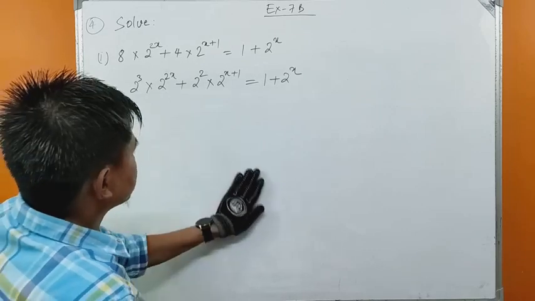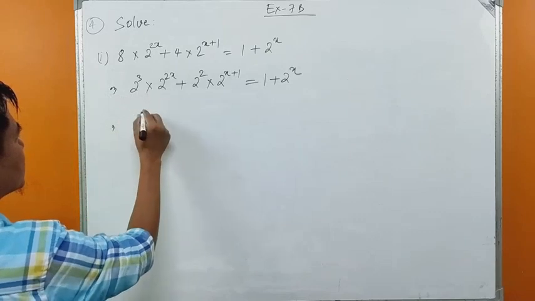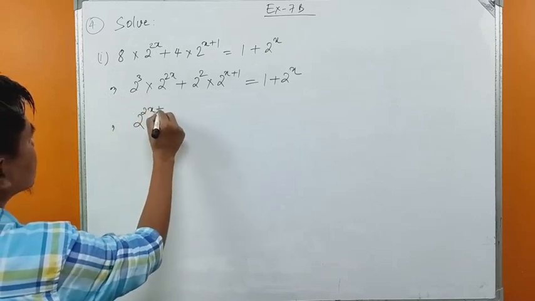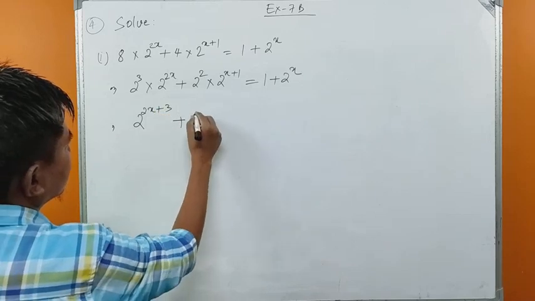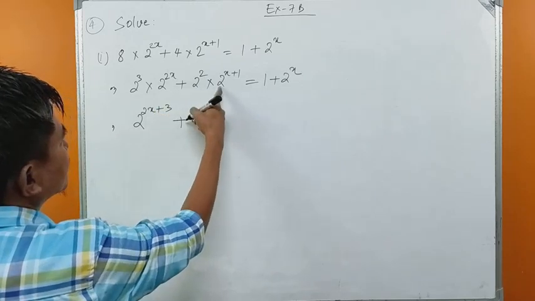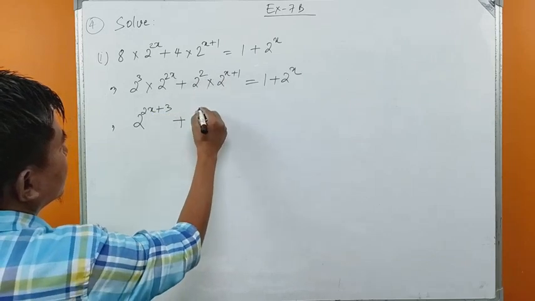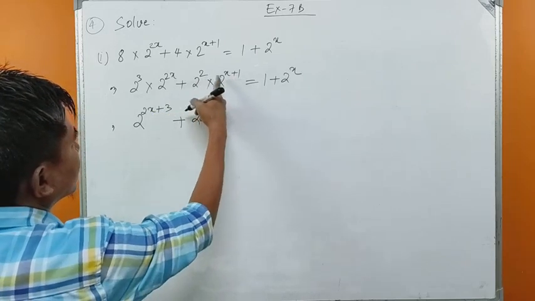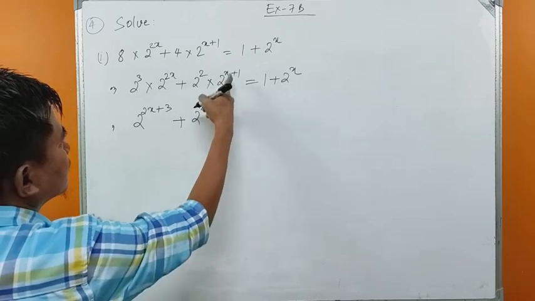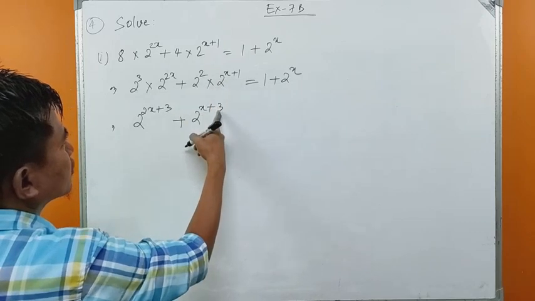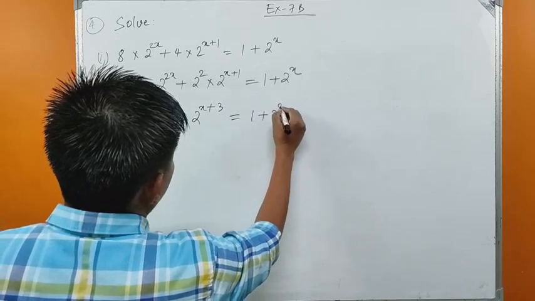The same principle is being applied here. 2 to the power, same base means powers will be added. 2x plus 3 plus, this plus comes here. Now here also the same base, 2 and 2, there is a multiplication sign, so their powers will be added. x plus 1 and 2 becomes 3. This x is x, 1 and 2. When you add these two numbers, it becomes 3. So 2 to the power (2x plus 3) plus 2 to the power (x plus 3) equals 1 plus 2 to the power x.